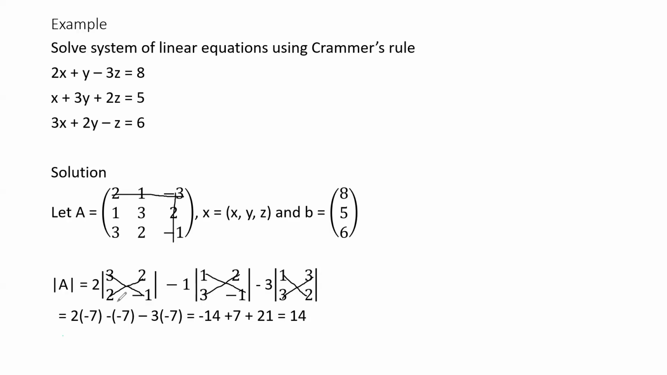So when we simplify, it will give you 2 times minus 7, minus 3 times minus 6, to give you 14. So the determinant of A is 14. Shall I move on? Yes, sir.